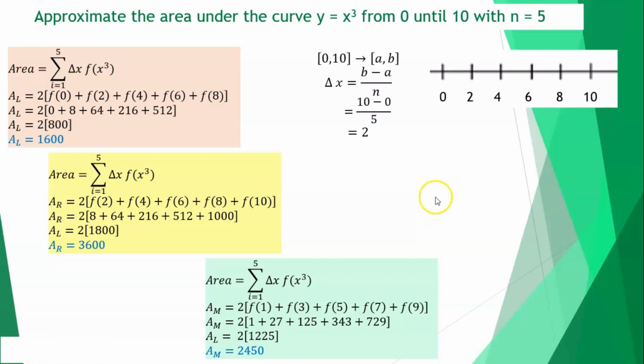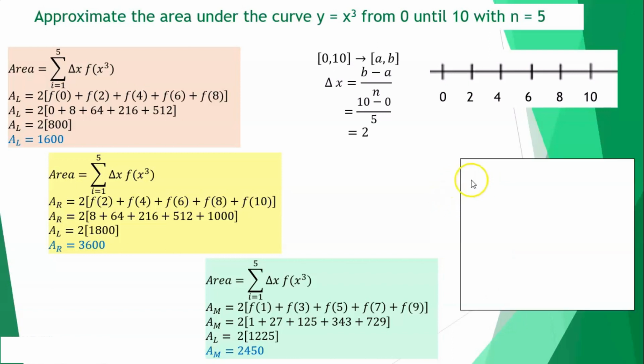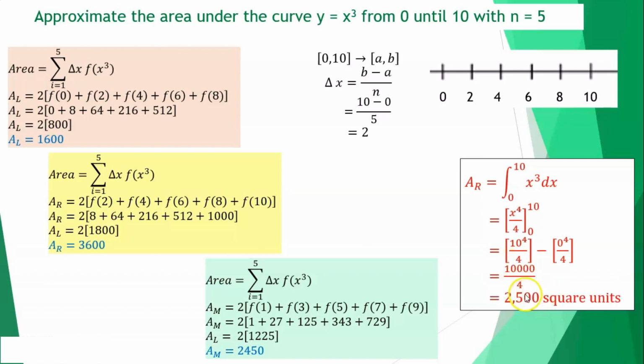Now, what about the actual area under the curve? So again, making use of the definite integral. So that's the integral of x cubed dx evaluated from 0 until 10. So solve for the integral. So x to the fourth over 4 evaluated from 0 until 10. So substitute. So 10 to the power 4 over 4 minus 0 to the fourth over 4. So simplifying, this would become 10,000 over 4, or that's approximately 2,500 square units. So take note of this 3. It's the midpoint rule that's closest to the actual area.